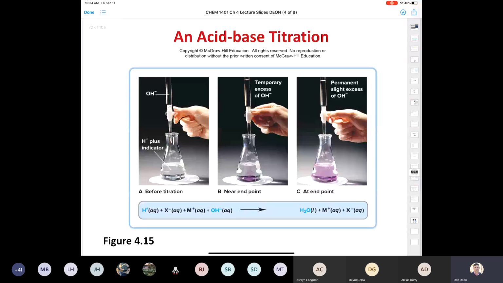You have an instrument called a burette. It doesn't show you the whole thing here, but in the burette, you have your base. So this is a base, hydroxide, right? This is your base, and you can measure the volume with a burette. Burettes actually measure volume very accurately.